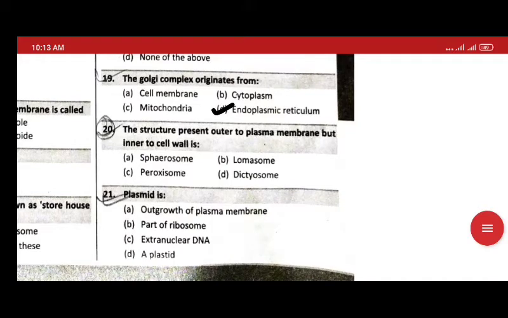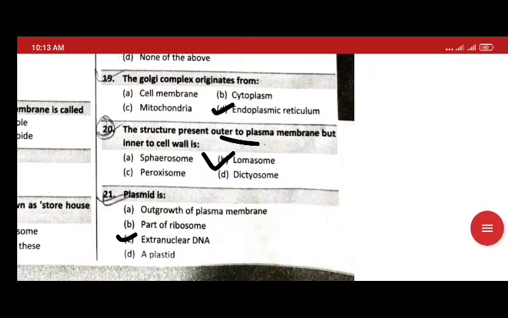Now 20 number, the structure present outside to plasma membrane but inner to the cell is. So here outer to plasma membrane. So outer to plasma membrane is lomosome. B number is the correct option here. Now 21, plasmids. Plasmids is what? Extranuclear DNA. So these plasmids are present in bacteria type, and that contain what?